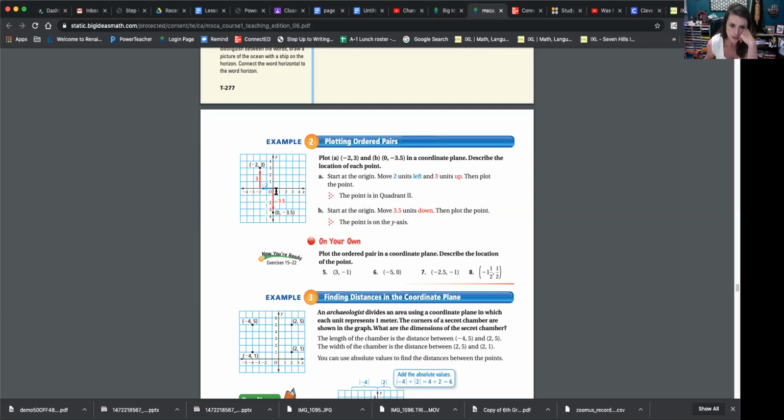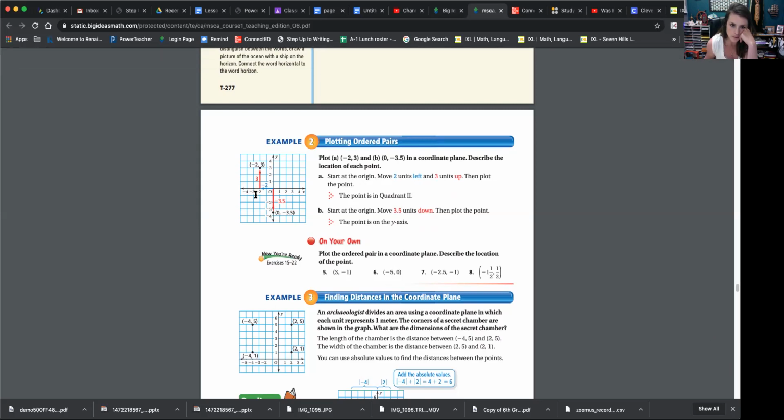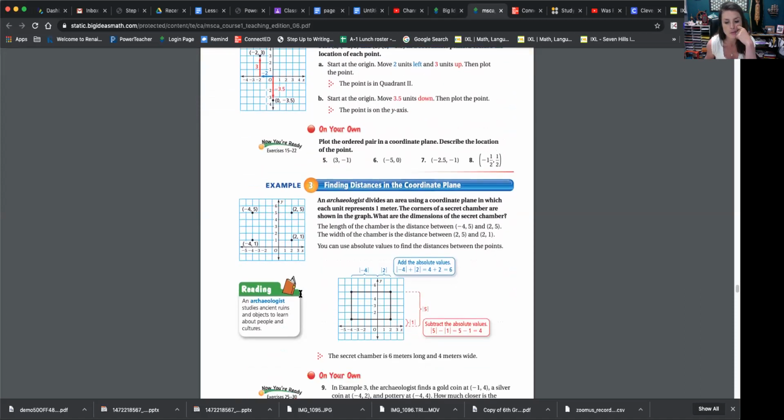-5, 0. Okay, so I go -5 on my x, that's all the way over here. And then I don't go up or down because it's at 0. So the location would be the x-axis for number 6. For number 7, -2.5. So -2.5 would be about right here. And then I go down 1, right? So I'm going to be right there in the middle of a line there, -1, which would be quadrant 3. And then for 8, you have to do -1.5 and then up 0.5. So you'll be in the middle of that box there. That'd be quadrant 2. Okay, so hopefully that helps.